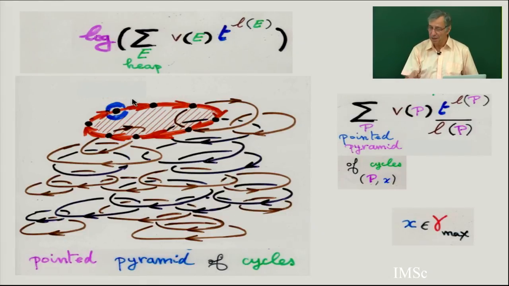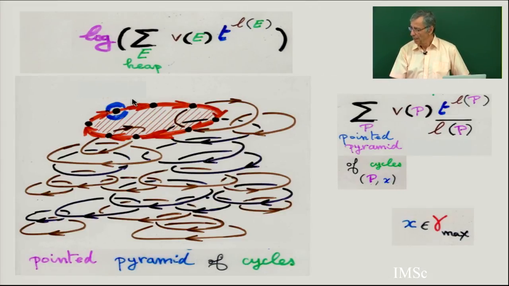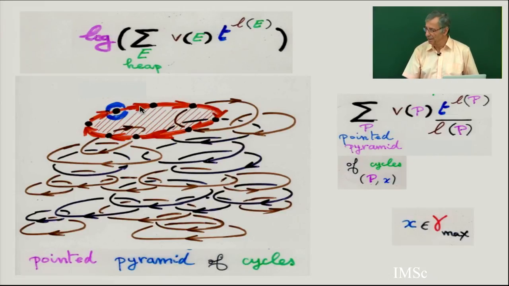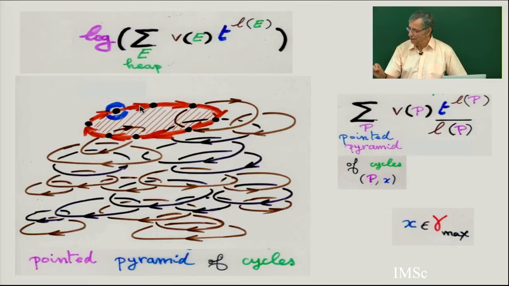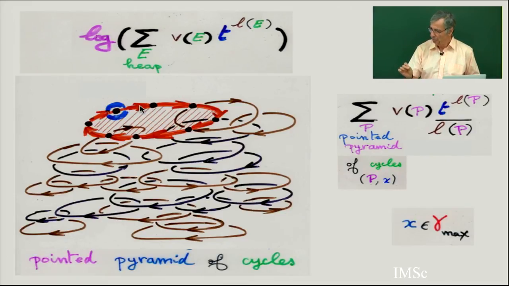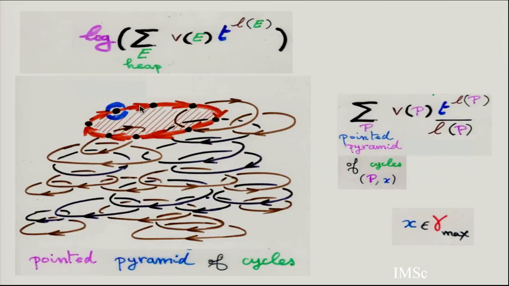And pointed pyramid means I am pointing one vertex of the maximal cycle. Only one. Any vertex can become like a last one because you are taking it up to permutation. No, if I take another vertex, the pyramid is different. A cycle has n vertices, and I am choosing one of the vertices, so there are n possible ways to choose. It's the same pyramid with a different pointed vertex.